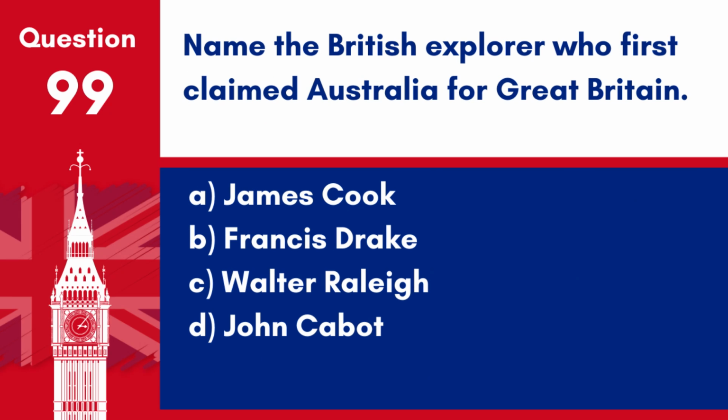Question 99. Name the British explorer who first claimed Australia for Great Britain. A. James Cook. B. Francis Drake. C. Walter Raleigh. D. John Cabot. Answer. A. James Cook. Captain James Cook is credited with the first recorded European contact with the eastern coastline of Australia in 1770, claiming it for Great Britain.